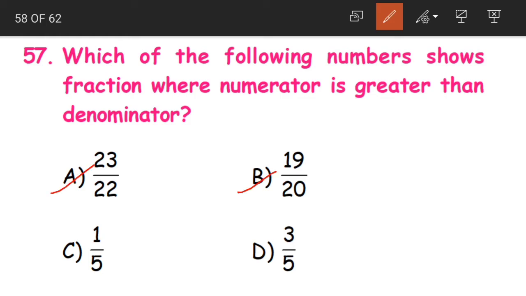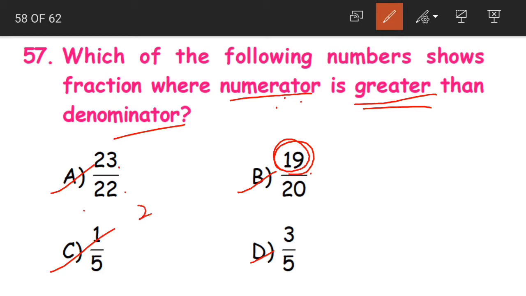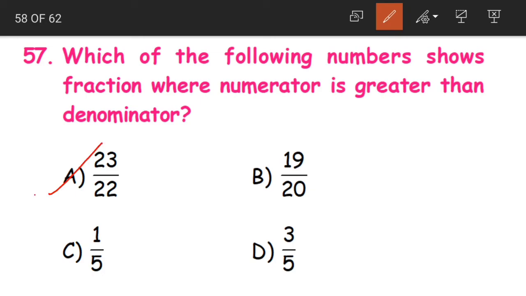From the given 4 fractions A, B, C and D, we have to find out that fraction where the numerator, that is the number written on top, is greater than our denominator. If we look at option A, 23 by 22. 23 is our numerator, 22 is our denominator. Which is the greater one, children? Numerator. Yes, numerator is greater than the given denominator. So option A becomes our correct answer.